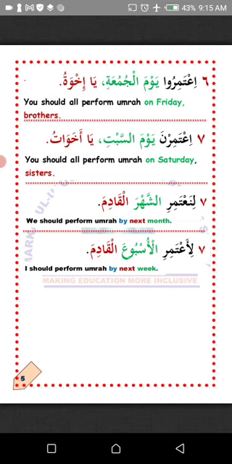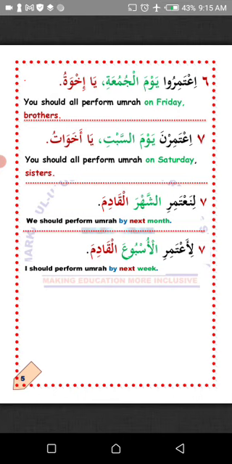ستة, number six. اعتمروا يوم الجمعة يا إخوة. اعتمروا, you should all perform umrah يوم الجمعة, on Friday. يا إخوة, brothers. سبعة, number seven. اعتمرن يوم السبت يا أخوات. اعتمرن, you should all perform umrah, talking to a group of female persons. يوم السبت, on Saturday. يا أخوات, sisters.